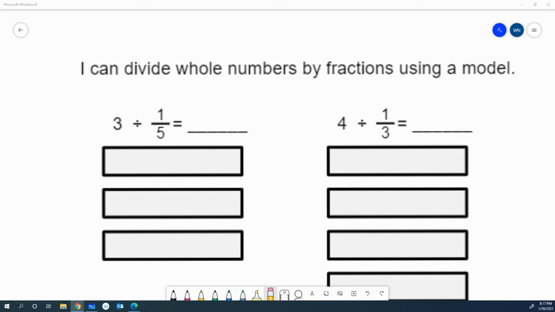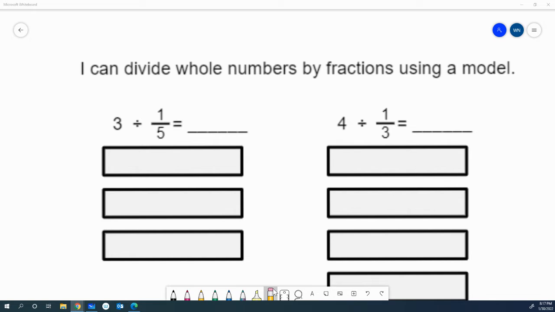In this video, we will be dividing whole numbers by fractions using a model. So I like to think of these as kind of like food models. When you're seeing these pictures, I've gone ahead and drawn the pictures for you. But you might see one sandwich, two sandwiches, three sandwiches, or candy bars. I like to think of them as food models.